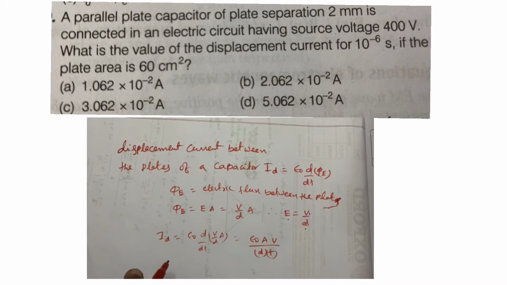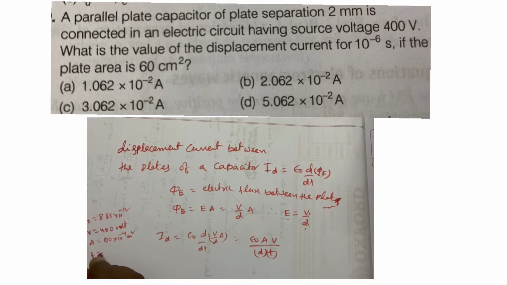V by t can be taken, where V is the potential difference between the plates. You know the epsilon naught value: epsilon naught equals 8.85 into 10 to the power of minus 12 SI units. V equals 400 volts, given in the problem. Area equals 60 centimeter squared, that is 60 into 10 to the power of minus 4 meter squared.